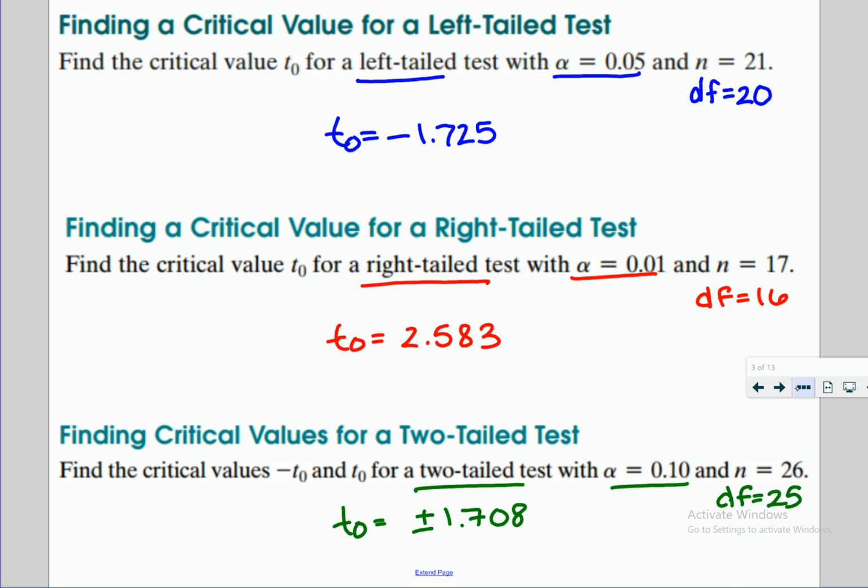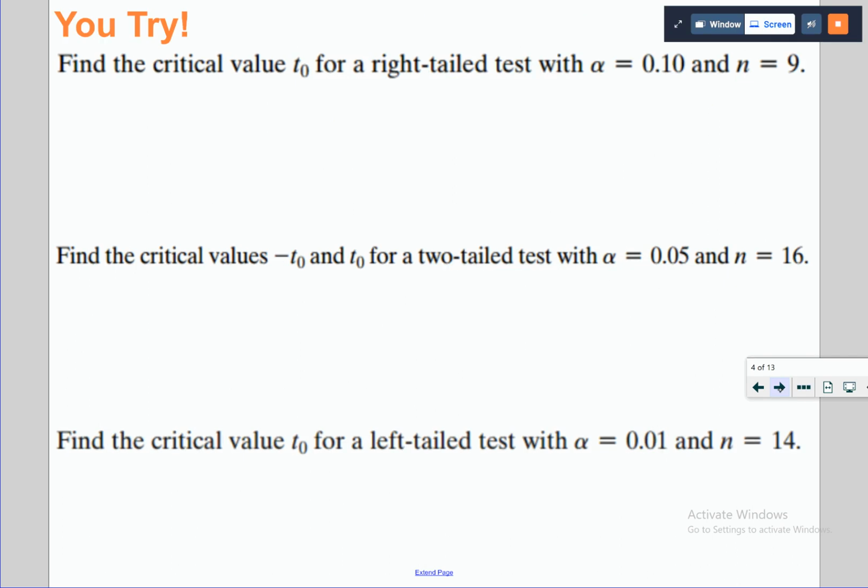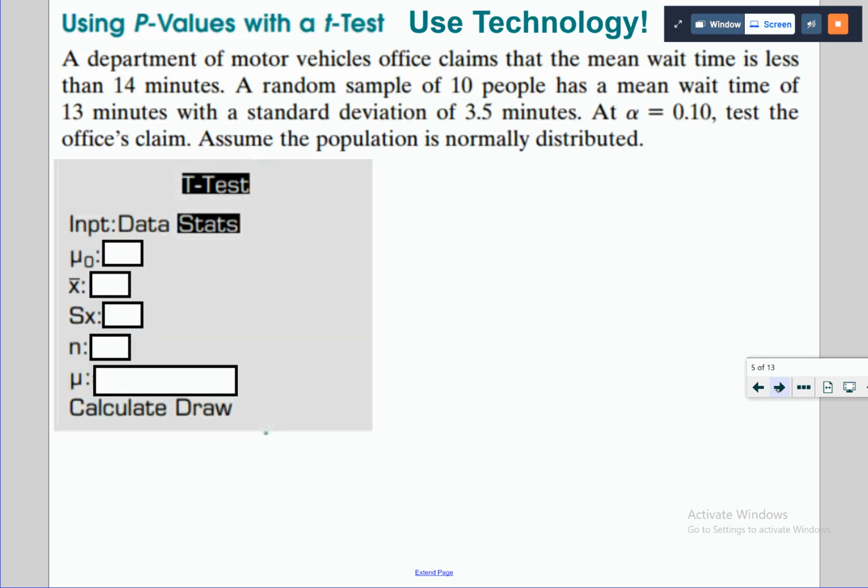Do we need to practice that, or are we okay? Are we okay? All right, skip the next slide. We don't gotta do it. Moving on. You need your calculators now.